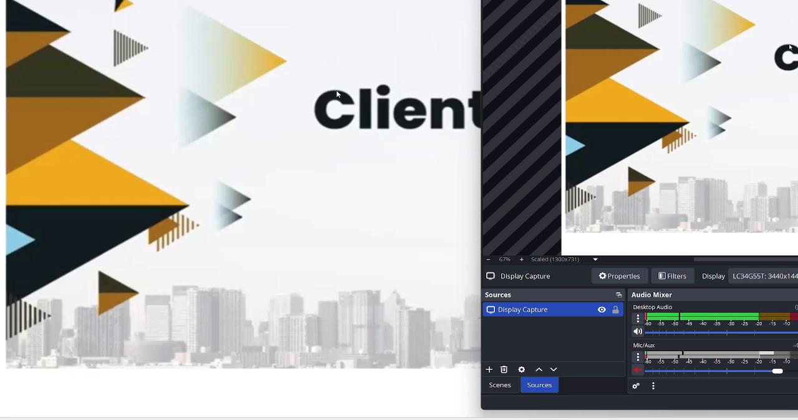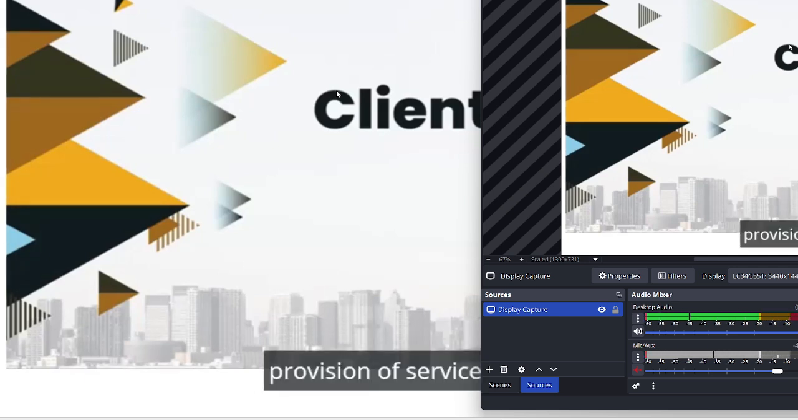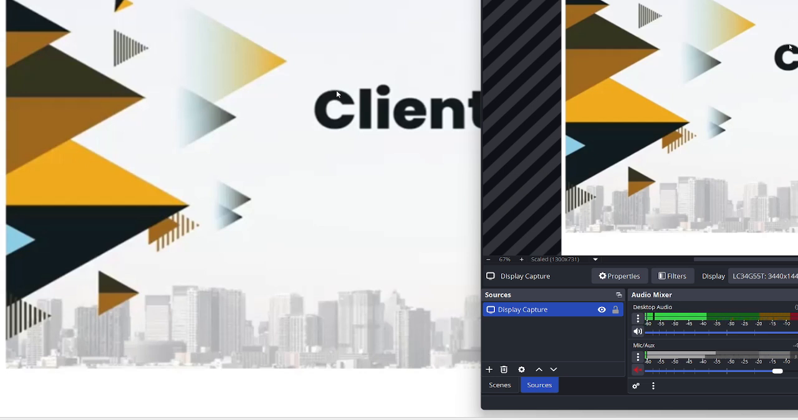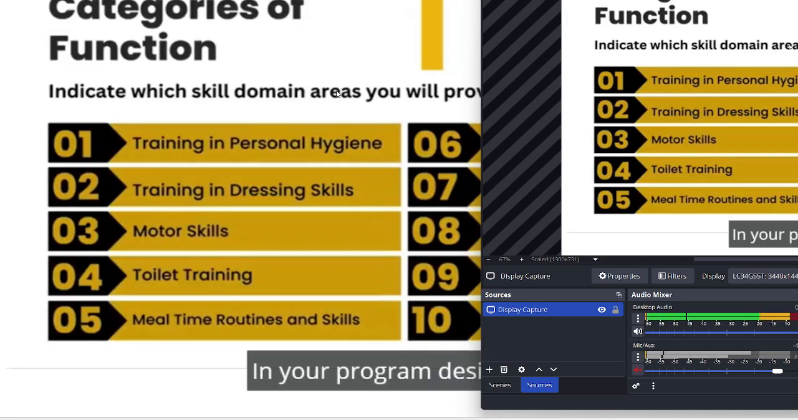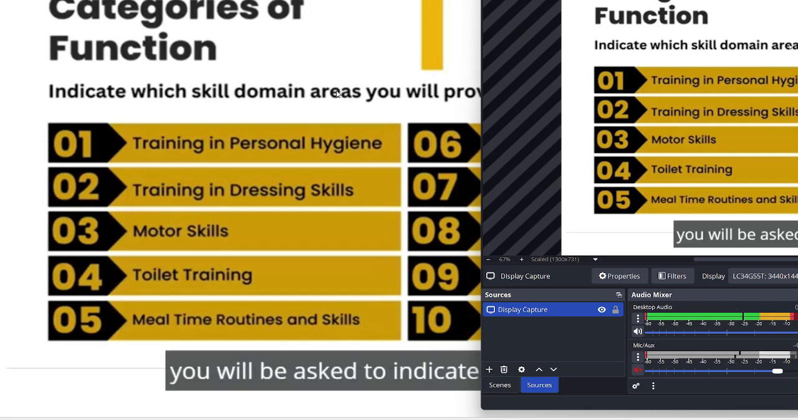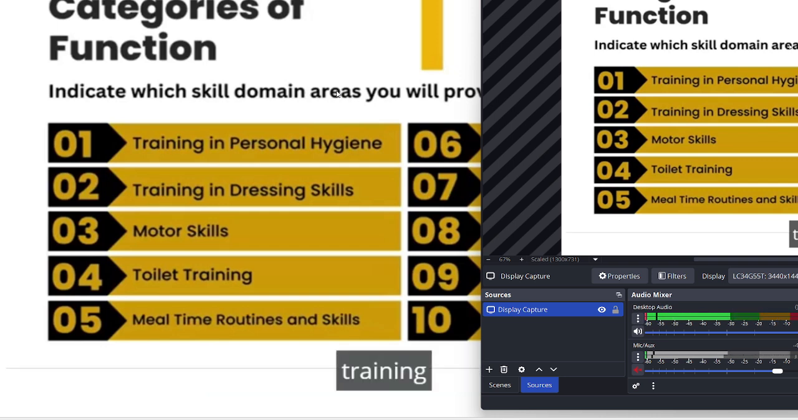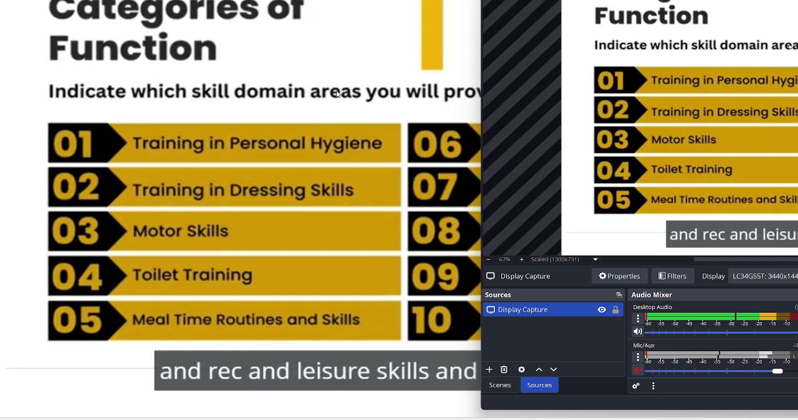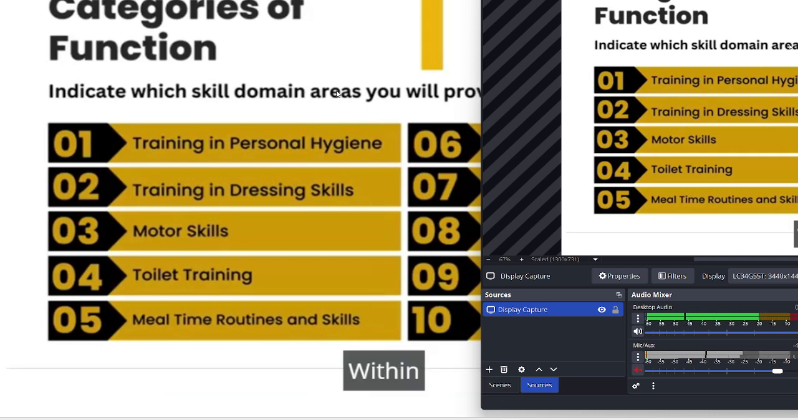Client services, categories of function, provision of services, and reporting on progress. In your program design, you will be asked to indicate which skill domain areas you will provide teaching or training for. The different options are listed here: training in personal hygiene, dressing skills, motor skills, toileting, mealtime, communication, training in independent living, social skills, rec and leisure skills, and community integration.